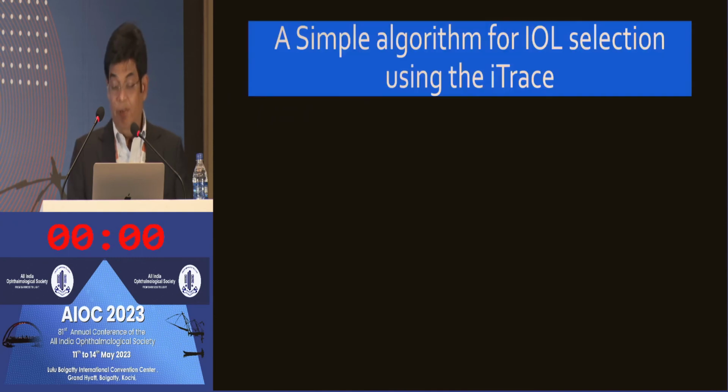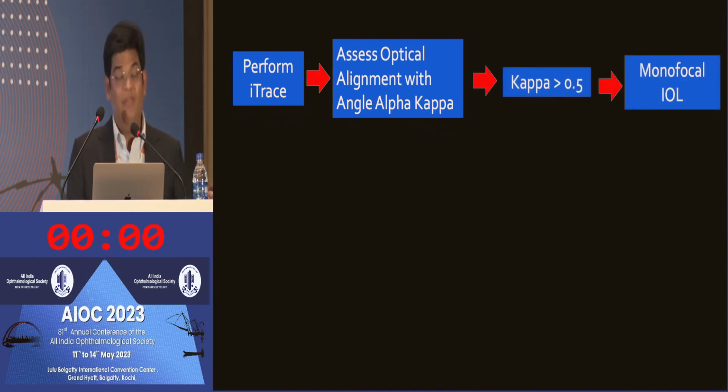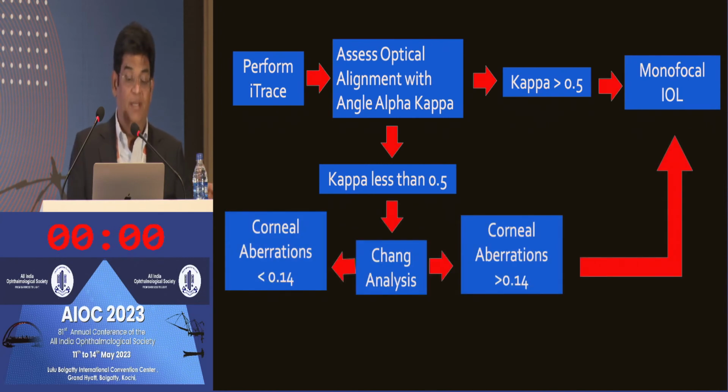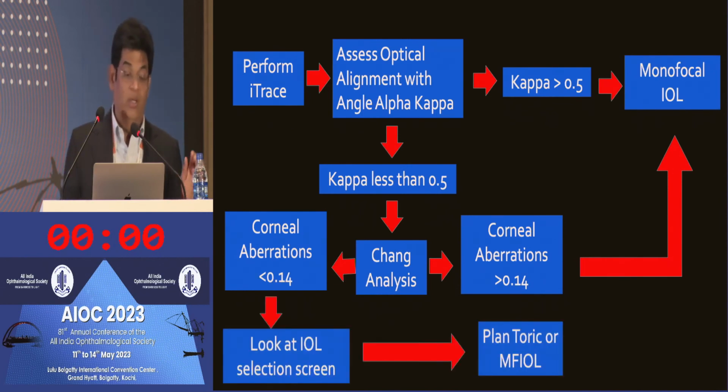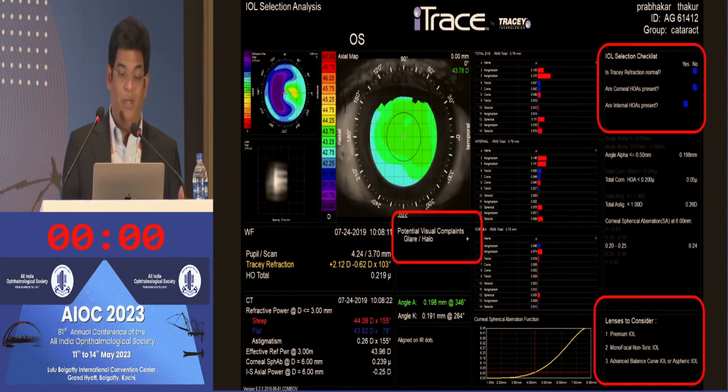So if you look at a simple algorithm for selecting the IOLs, we perform the eye trace, and we assess the optical alignment with angle alpha and kappa. If the angle kappa is more than 0.5, we should preferably go in for a monofocal IOL. If the angle kappa is less than 0.5, then we can look at the Chang analysis, to see if the corneal aberrations are less than 0.14 or more than 0.14. If there are significant corneal aberrations, we should again prefer a monofocal IOL and not go in for a multifocal or a premium IOL. In case the corneal aberrations are low, then we look at the IOL skin, see if the patient needs a toric IOL or not, and we can go in for premium IOLs in these patients.